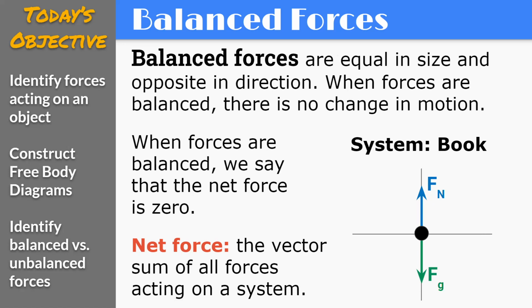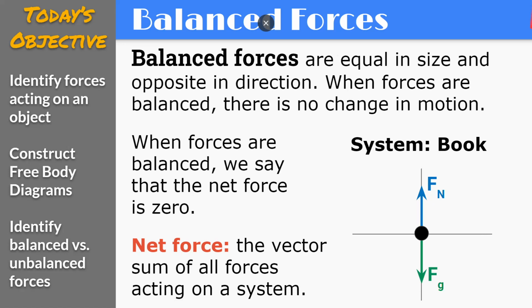And so that book has forces acting on it, specifically the force of gravity due to Earth's gravitational field pulling down on the book, and then the support force from the tabletop pushing up on the book, that normal force. But those two forces are equal and opposite so that you have these balanced forces and the book sits there at rest. There's no change in its motion. It's not speeding up, it's not slowing down, it's not turning, it's just stationary.